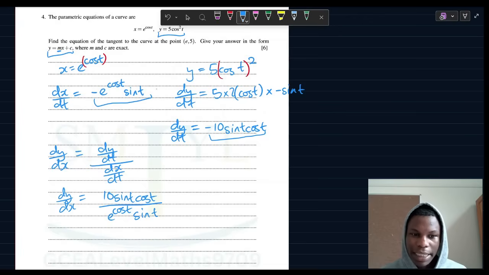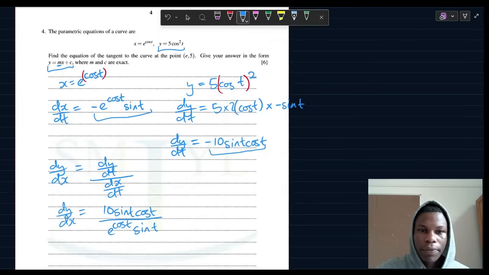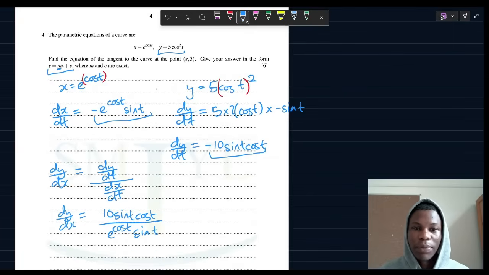Since we have dy/dx, we can use this to get the gradient of the tangent at any point on this curve. We just need to know what the value of t is at that specific point on the curve, and then we can get the gradient. Okay, so we've been given information. We want the tangent at x is equal to e, so we can use x is e to help us find what t should be at that point.